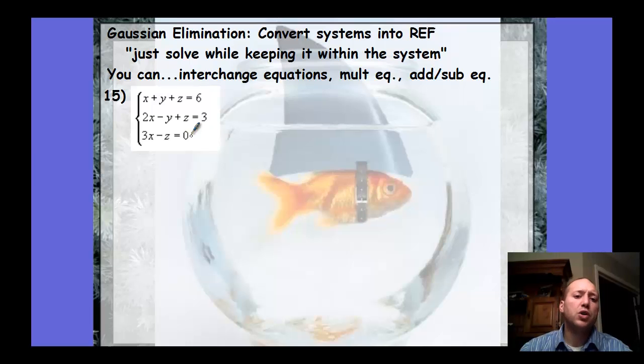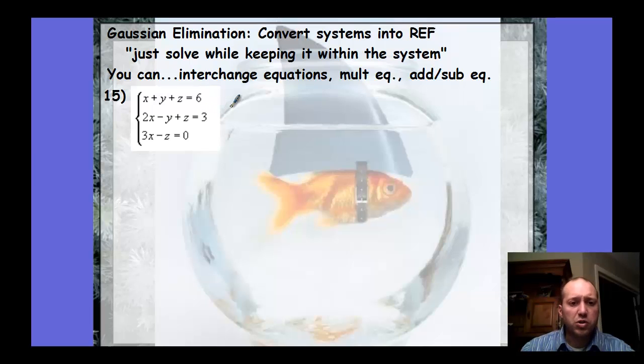When you do this, you can reorder the equations. So like the first equation, you can move to the last equation, and you can also multiply the equation by anything you want to both sides. You could add or subtract the different equations. So the process of solving is the same. We just keep it in the same format.